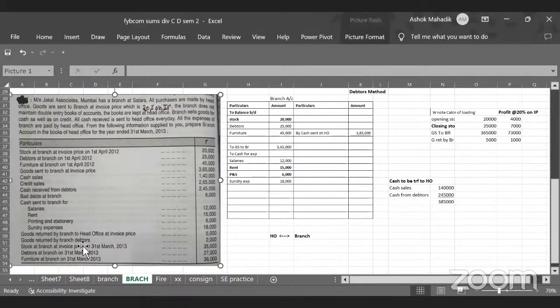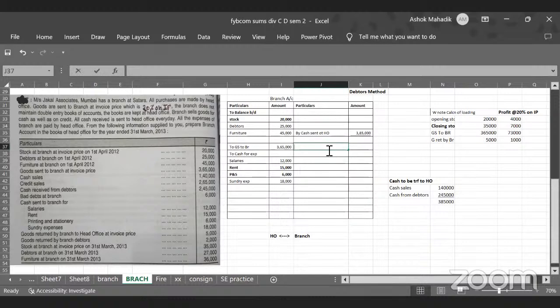Next, it's written by branch to head office. Yes, it is between HO and branch. When goods were received, it was recorded on the debit side. Now, since we are returning, it will be on the credit side. By account will be same, goods sent to branch. Okay. In the bracket, you can mention returns.